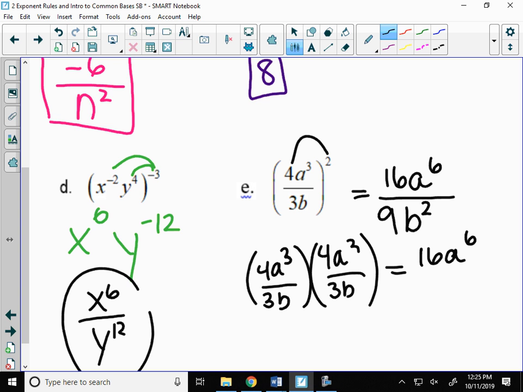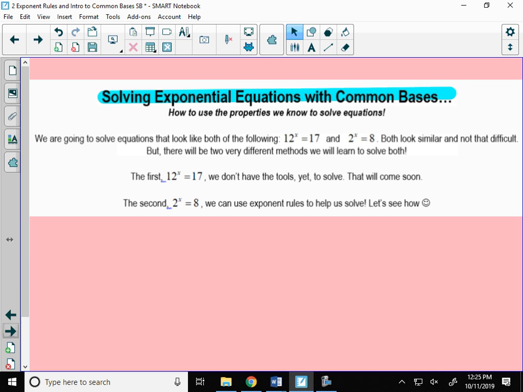Okay, are we ready to move on? All right, flip your page over. We're going to learn about new kinds of equations today. Well, not new kinds of equations, but a new way to solve some equations. There are 2 examples here at the top. They look very similar. The first is 12x equals 17, and the next one is 2 to the x equals 8.